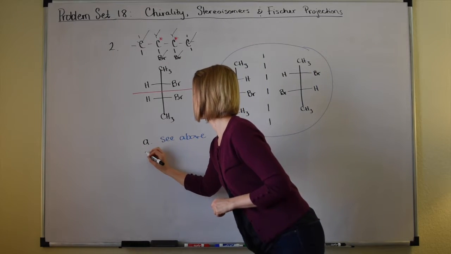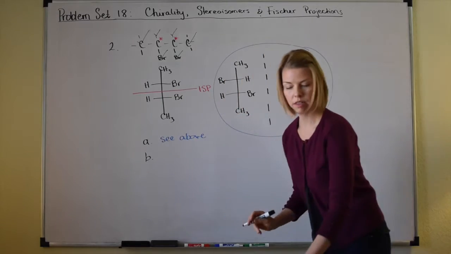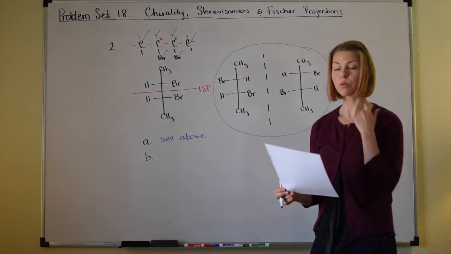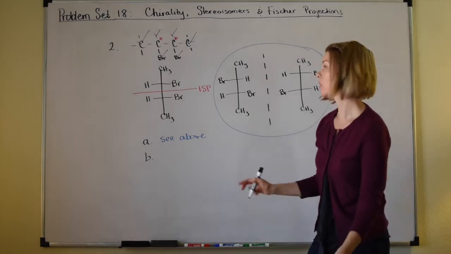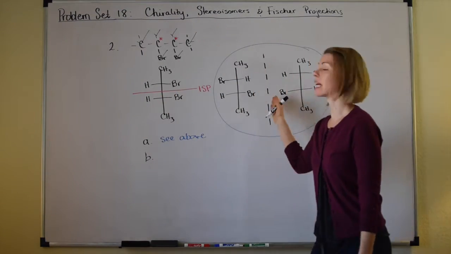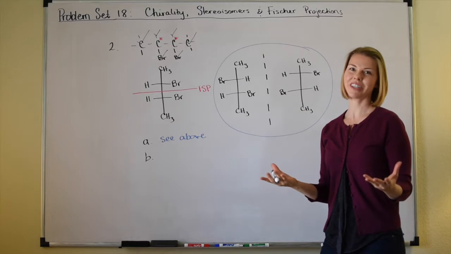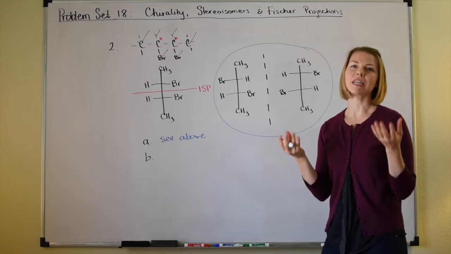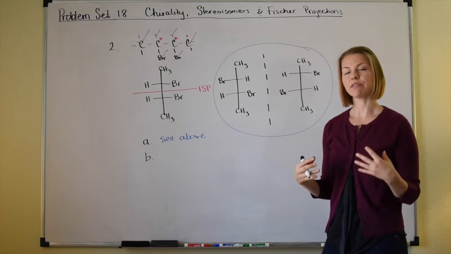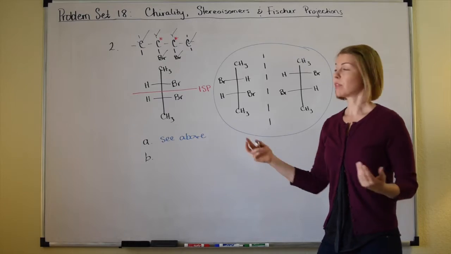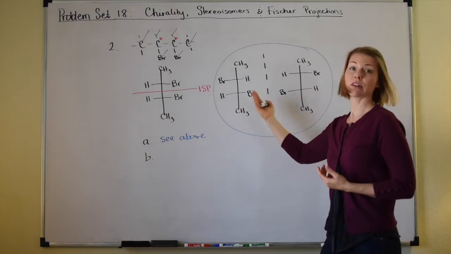All right, part B. How is the other molecule related to those two enantiomers? So how is this molecule related to these two? Well, it is definitely a stereoisomer. It has the same molecular formula, same connectivity of atoms. They differ three-dimensionally in space. They are not enantiomers though. This is not an enantiomer of either of these molecules.